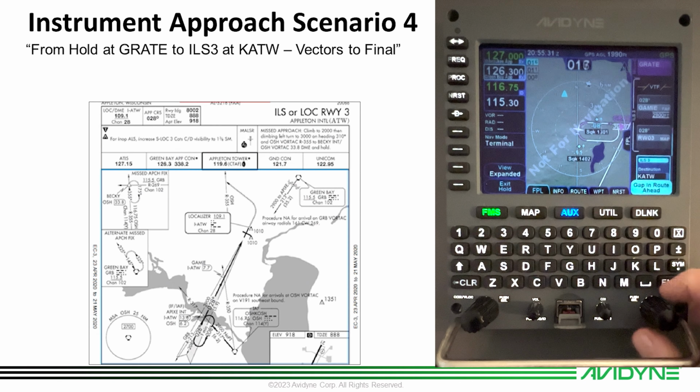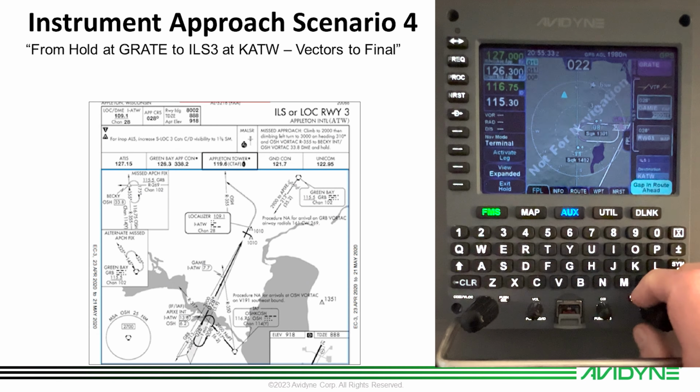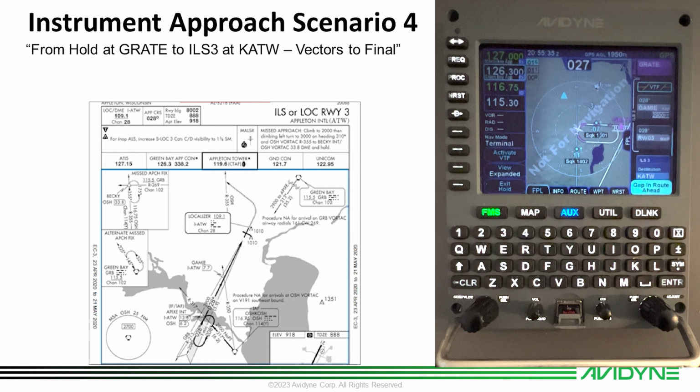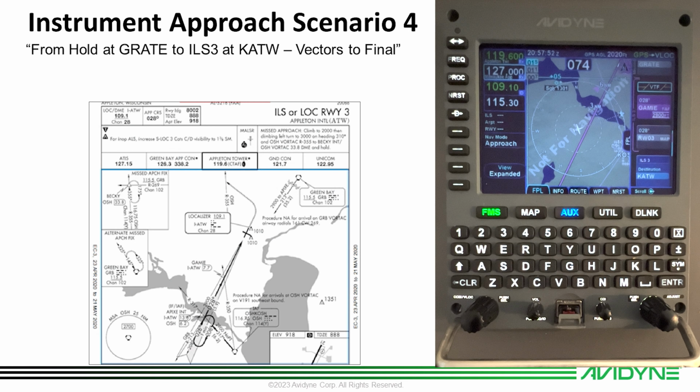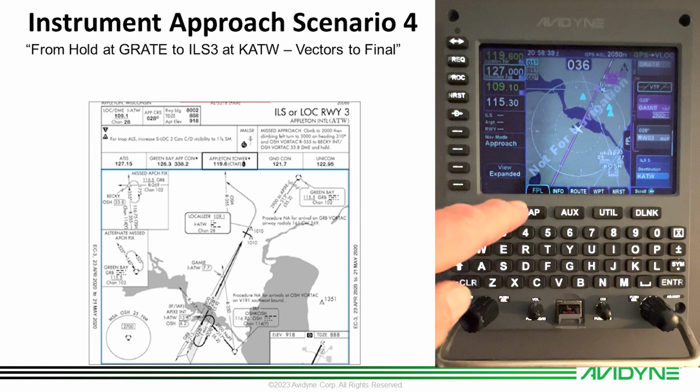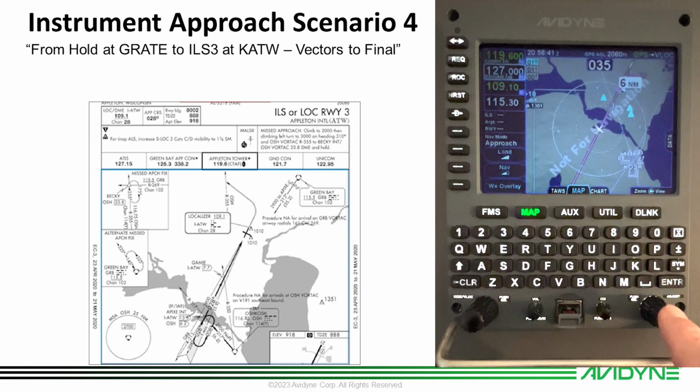Scroll the cursor over the VTF waypoint and hit the LSK3, which will activate vectors to final. ATC will vector you to the inbound course. You will see your nav source state in the upper right corner now shows GPS to VLOC transition status, and the nav mode data block next to LSK4 confirms you are in approach mode.